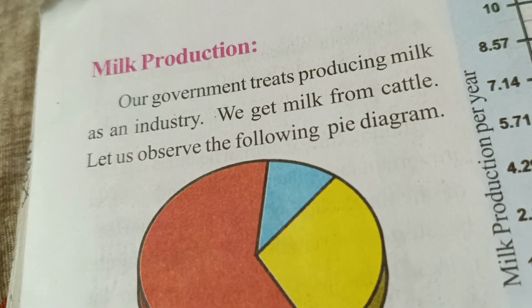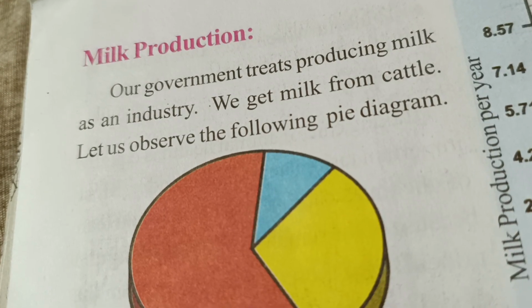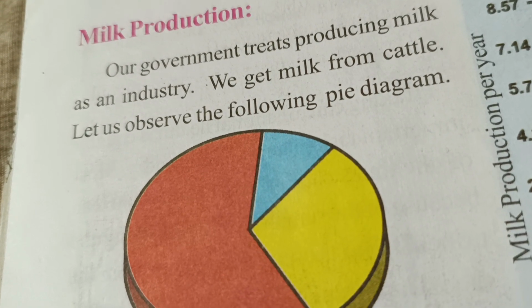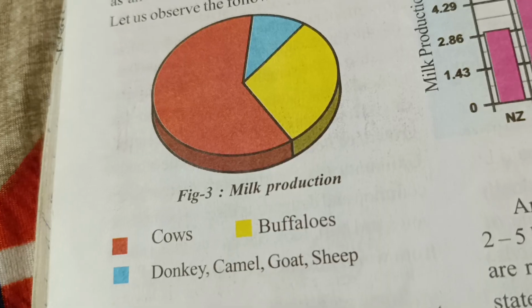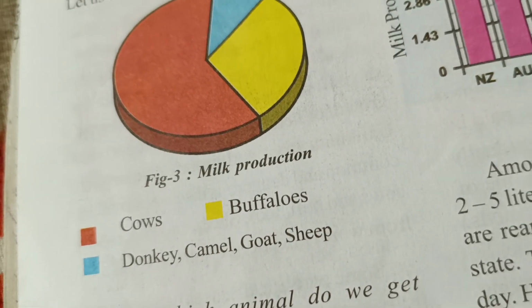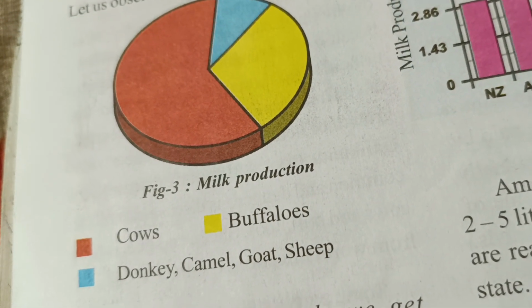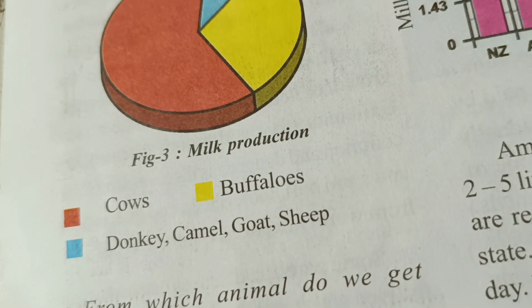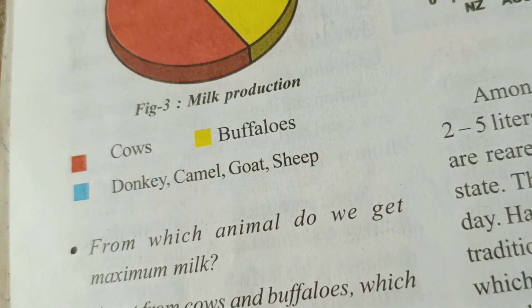Milk production. Our government treats producing milk as an industry. We get milk from cattle. Let us observe the following pie diagram. Milk production. Yellow is buffaloes, and sky blue is donkey, camel, goat, sheep.